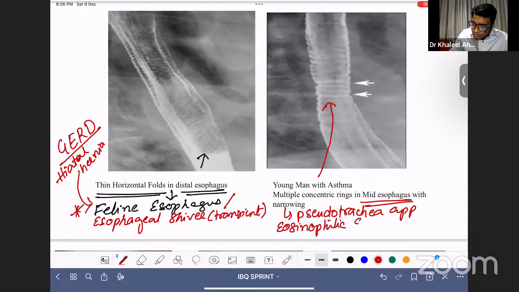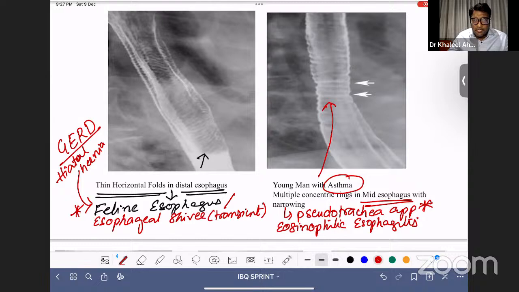Eosinophilic esophagitis. You're already given a history of atopy, asthma in the patient. So do not confuse feline esophagus and the pseudotrachea appearance. These are two different conditions. Feline esophagus is transient, whereas eosinophilic esophagitis is more permanent. These are constrictions that you're developing.